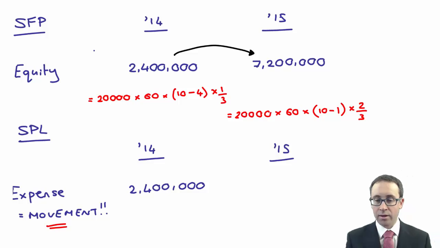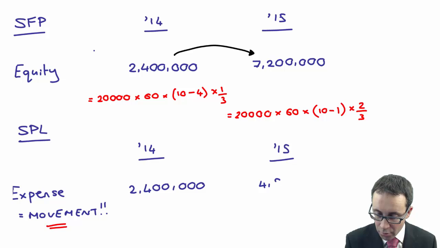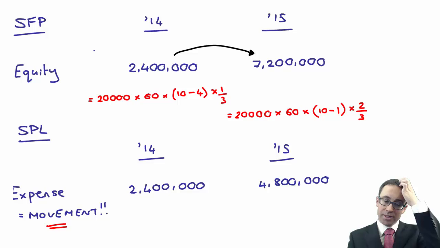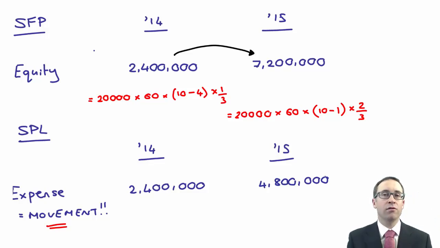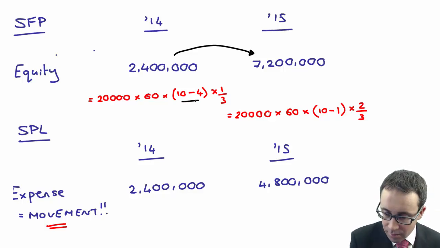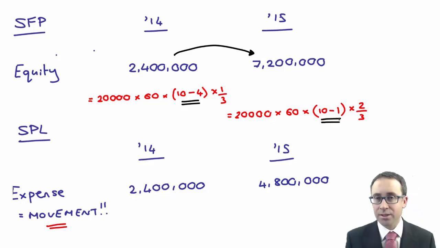If we're looking at the figure on the statement of profit or loss, remember that is the movement, isn't it? And the movement is 4.8 million. So in the second year, you're crediting the equity with 4.8 million and debiting the expense with 4.8 million. There we go. So the focus there is looking at the expected changes within the number of leavers within that scheme. Here it specifically said we expect 4 to have left by the end, and then specifically 1 to have left by the end in that example.